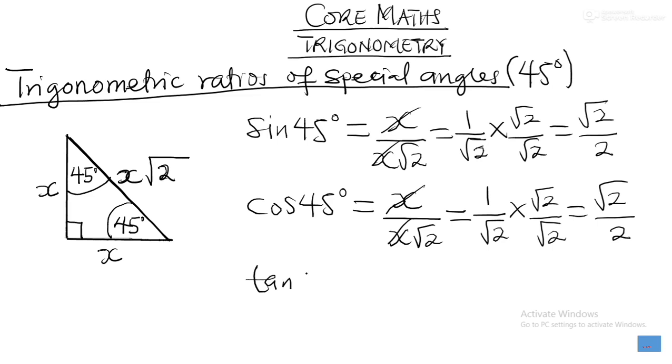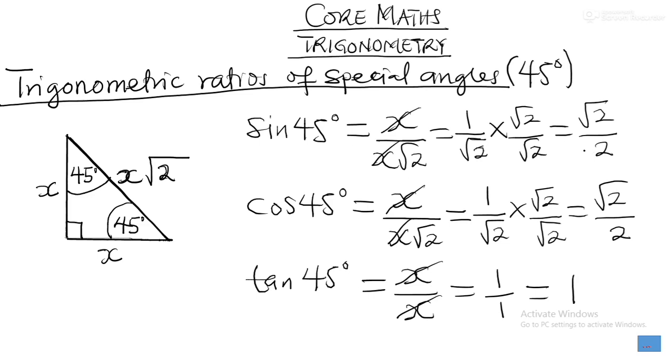Last one. Tan 45 degrees. So tan is opposite over adjacent. If you are using this 45 degrees, the opposite is x, the adjacent is x. So we are going to get x over x, and then this x will cancel this one. So we are going to have 1 over 1, and this will give us 1. So tan 45 degrees is 1. Cos 45 degrees is root 2 on 2, and then sine 45 degrees is root 2 on 2.